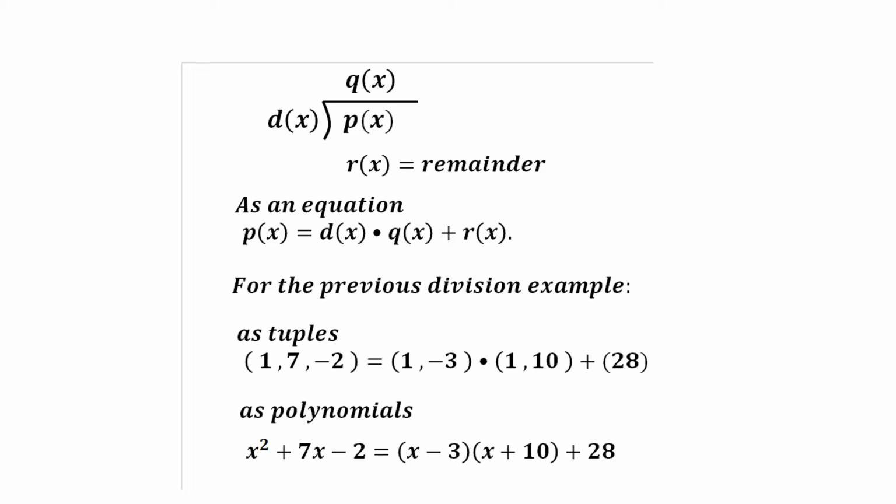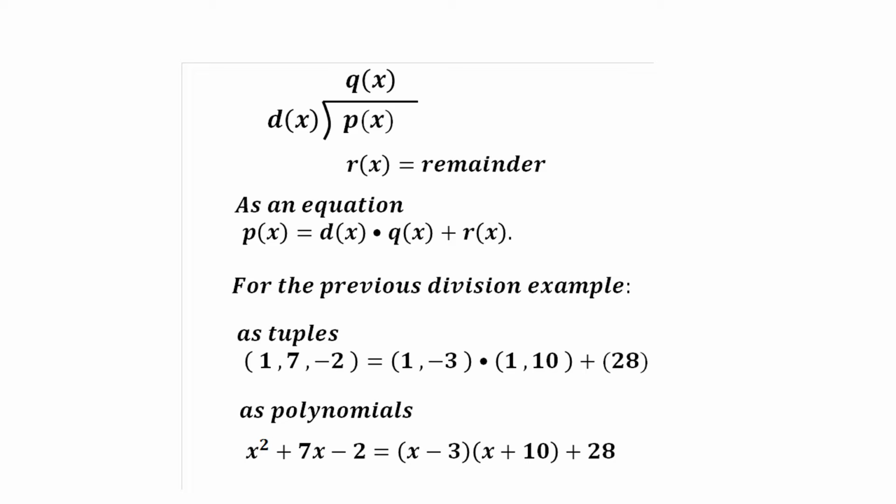Now we have different ways of writing division. In the problem we just did, the divisor, that's d of x, is going into the polynomial p of x. It goes in q of x times, that's the quotient, and we're left with a remainder. If we write this as an equation, the original polynomial p of x divided by d of x goes in q of x times plus the remainder r of x. So we have p of x is equal to d of x times q of x plus r of x.